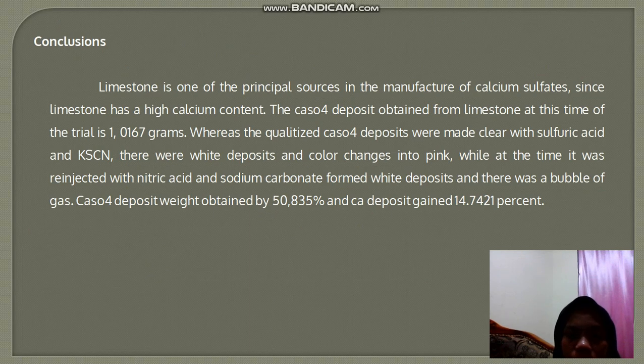Conclusion: limestone is one of the principal sources in the manufacture of calcium sulfate. Since limestone has a high calcium content, the CaSO4 deposit obtained from limestone in this trial is 10.167 grams, whereas for quality, the CaSO4 deposits were tested with sulfuric acid and KSCN. There were white deposits and a color change into pink, while when it was reacted with nitric acid and sodium carbonate, it formed a white deposit and there was a bubble of gas.